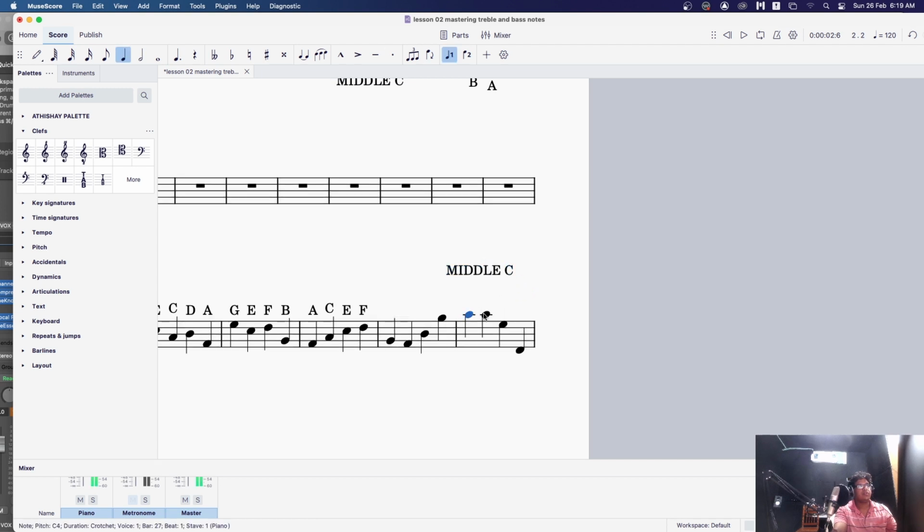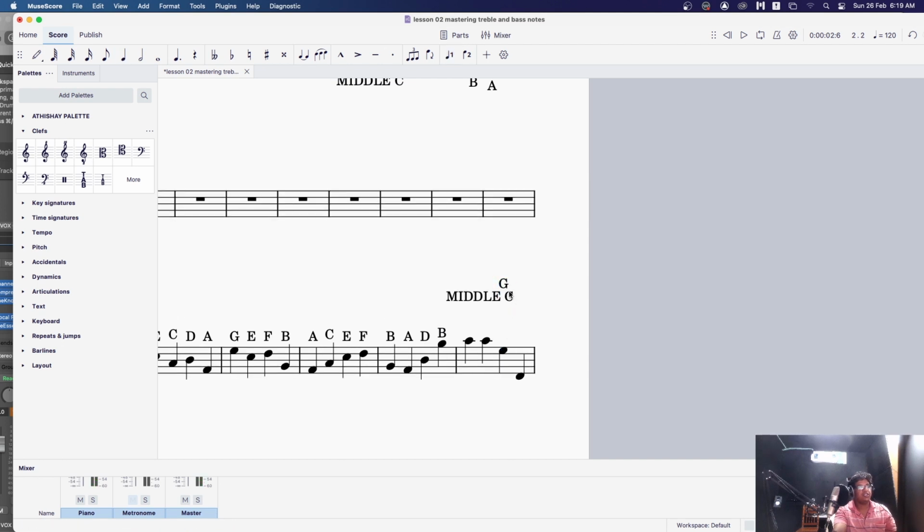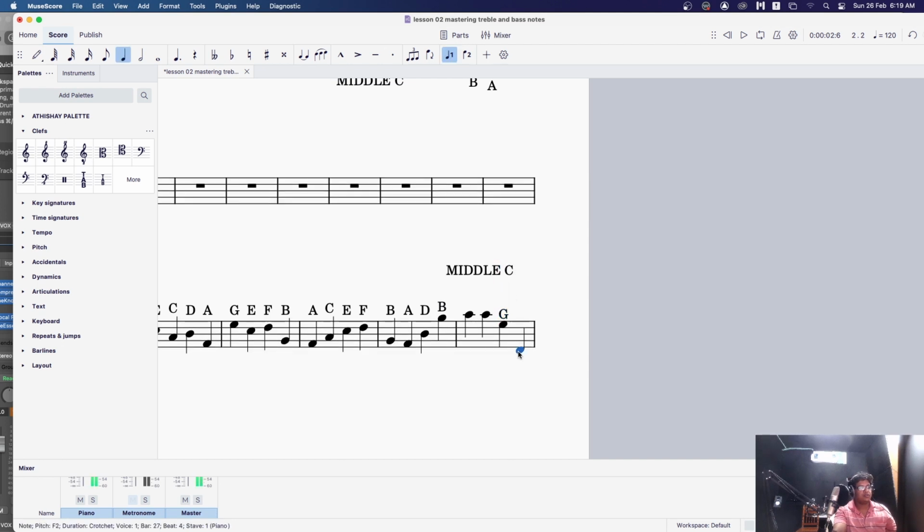Okay, this one. Name this. B. What's this? First space, A. What's this? Third line in bass clef, D. Above the line in bass clef, that's B, and the middle C. What is this? G. Finally, this one below the first line.